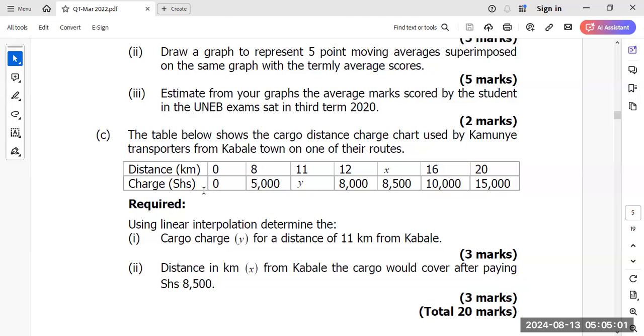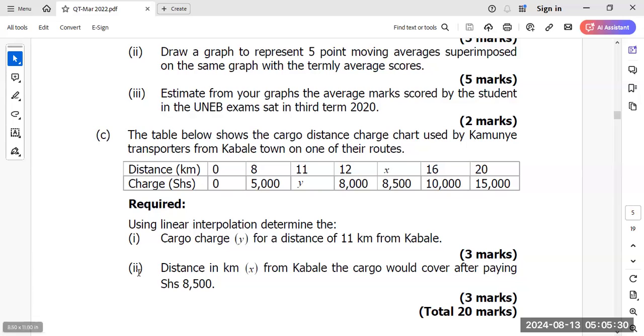Okay, so here when you check, we are given a distance in kilometers and we are given a charge. If you cover 8 kilometers, that is the amount of money. If you cover 11 kilometers, we don't know the amount of money. So that's what we are trying to find out, okay?